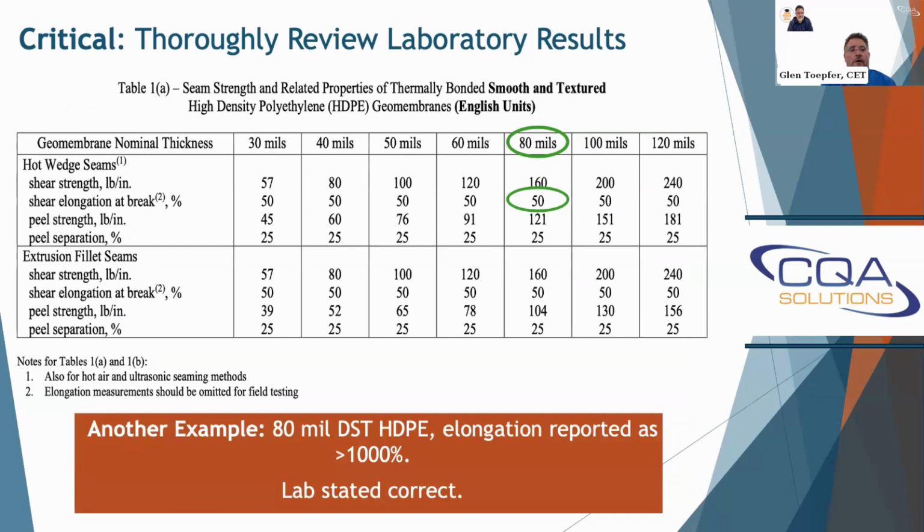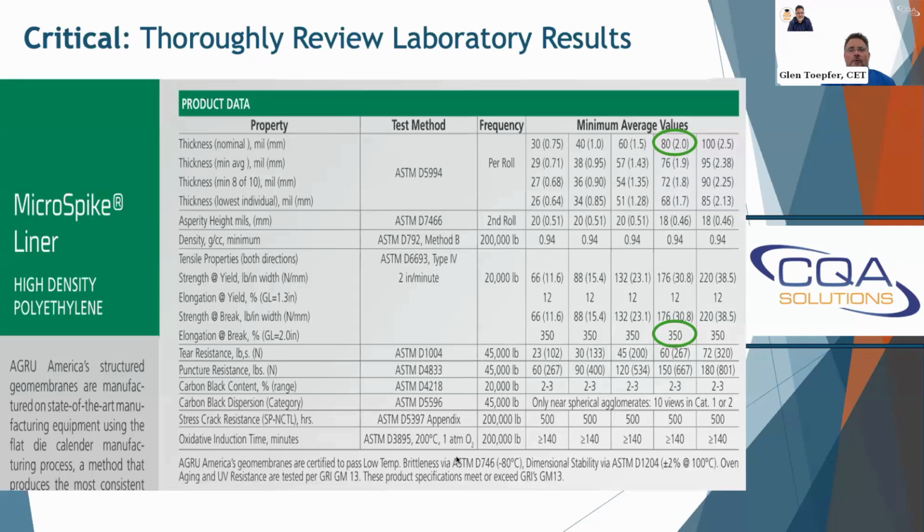And here's just an example of why I think the laboratory's analysis on the project we were on was wrong, because we had the 80 mils. It needed a shear elongation of 50%, which is standard per the GRI GM19A. And then our reports came back as greater than 1,000% elongation. I called them up. I said, "Do you mean greater than 100? Do you mean greater than 50?" "No, greater than 1,000." They swear by it. But I don't see how it could be.